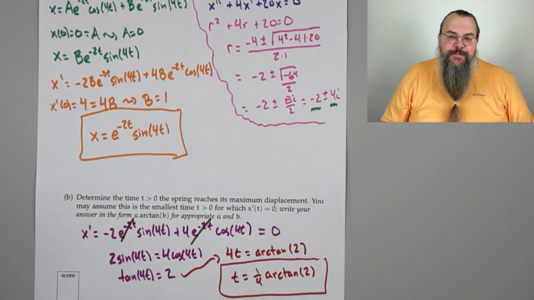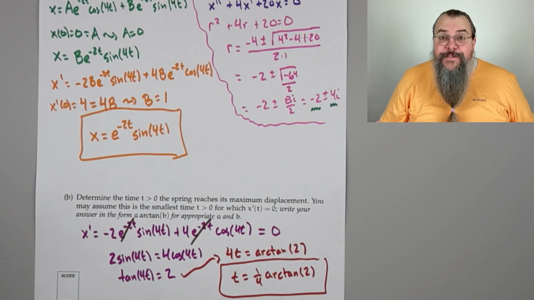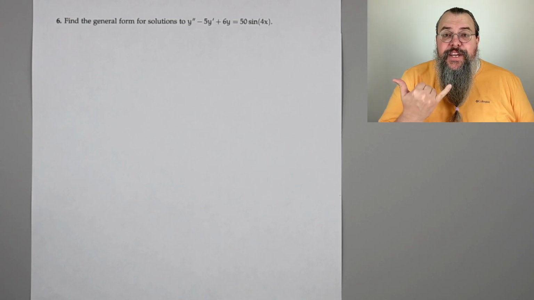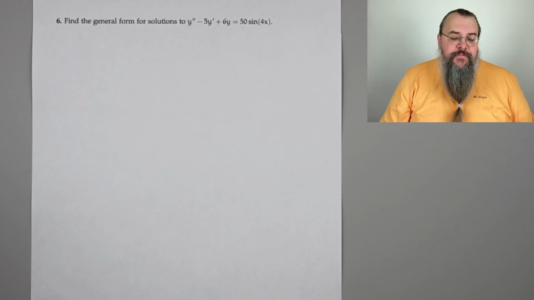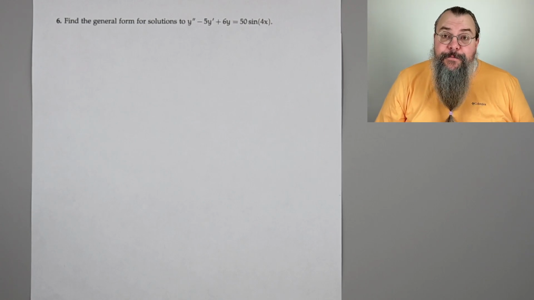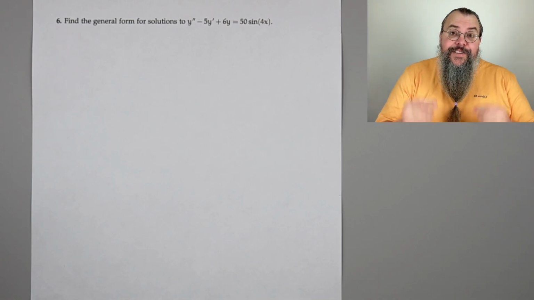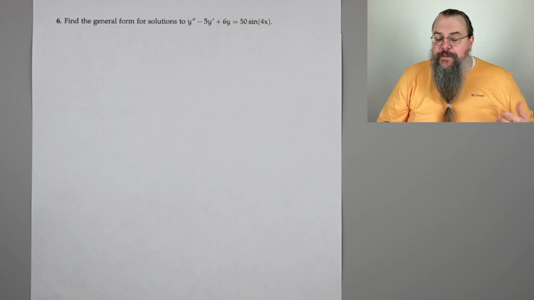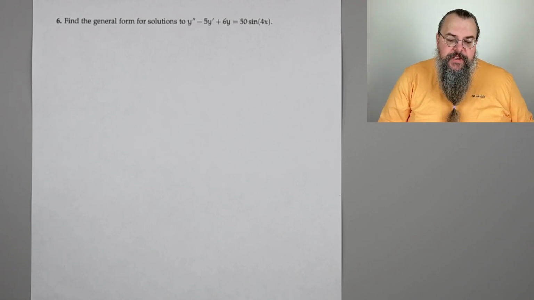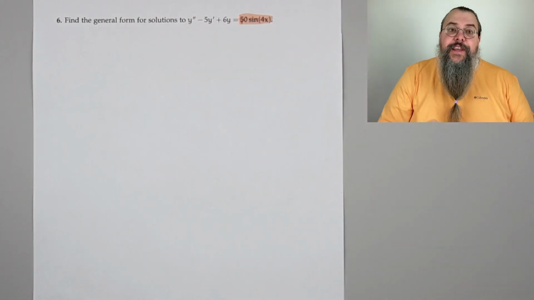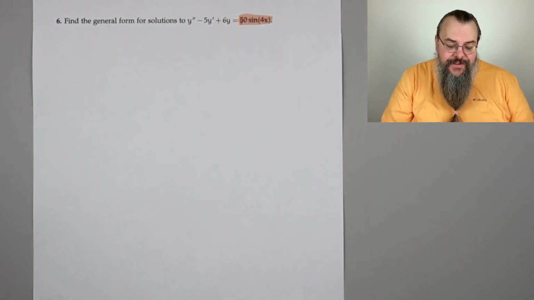Lovely problem, lovely problem. And that's number 5. One more to go. Number 6, our final problem. Find the general form for solutions to y double prime minus 5y prime plus 6y is equal to 50 sine 4x. Now, there's a couple of things to spot. First off, this side has something, so that tells us non-homogeneous.